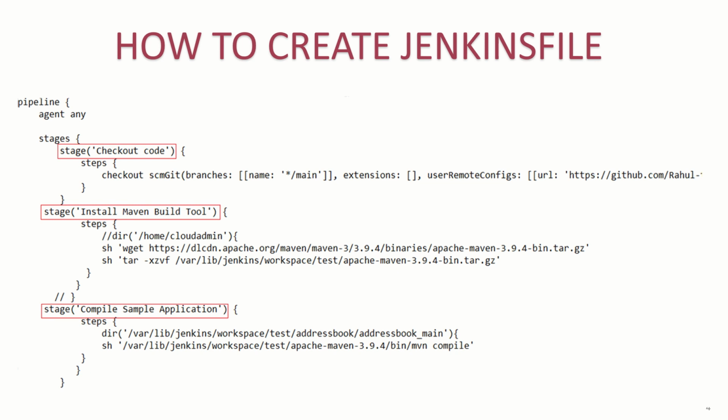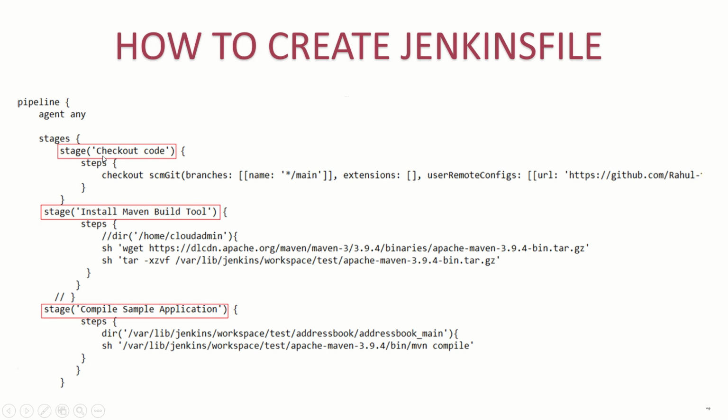So it is a pipeline code in a declarative format. Here we just need to create a pipeline, and then we need to declare agent any if we are running it on the same master machine. Then we need to declare stages, and inside stages we have stage, and in stage we can define a particular stage that we are going to do with our code.